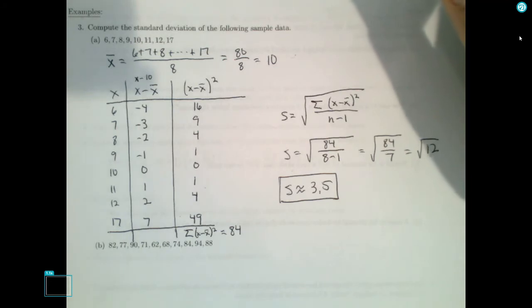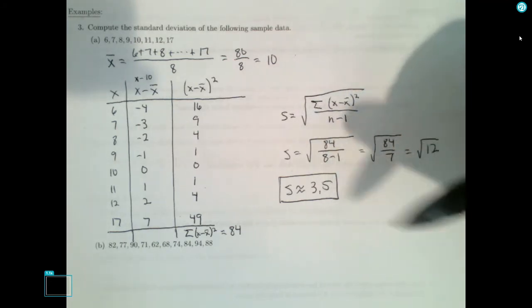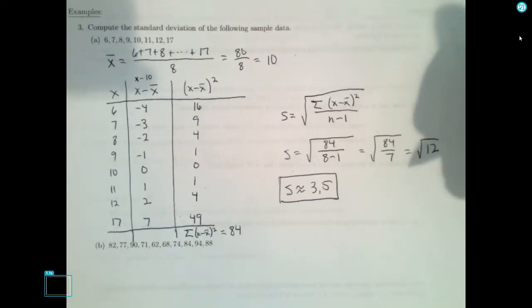As long as you're close, right? And by close, I mean you should be within like 0.3, 0.4, something like that of what the answer in the back of the book says. As long as you're close, then chances are you did the work correctly.